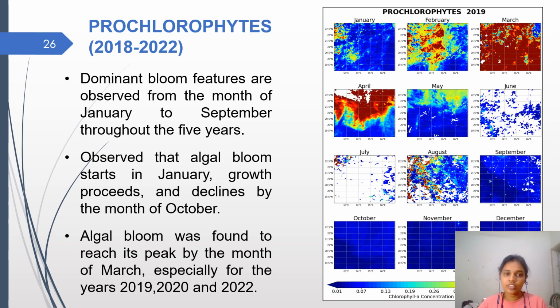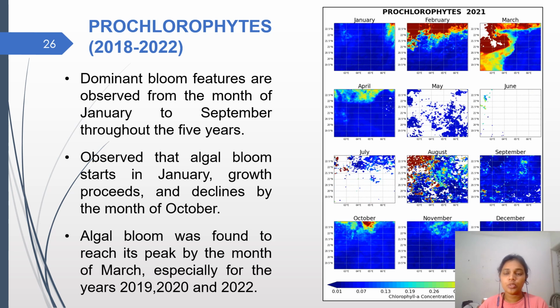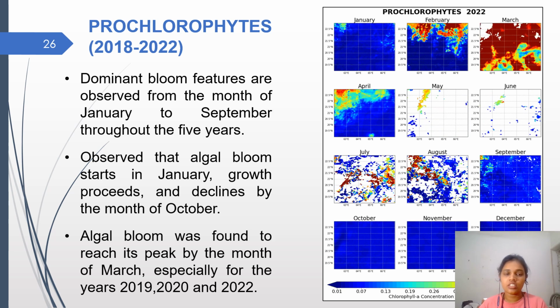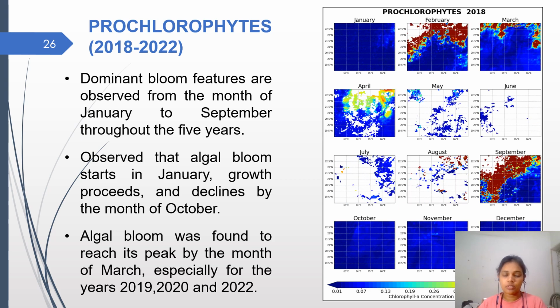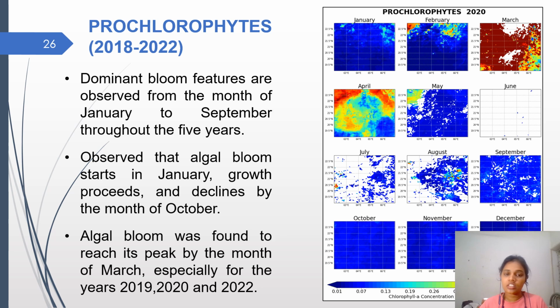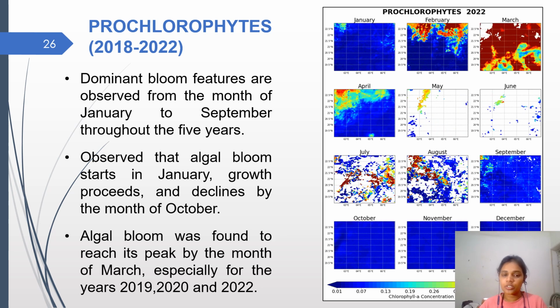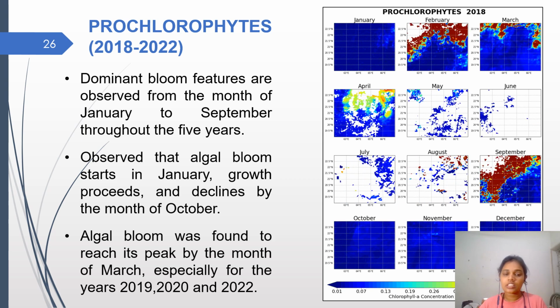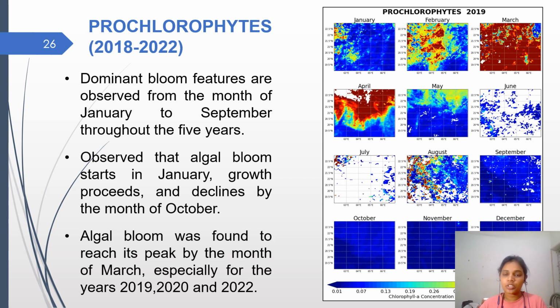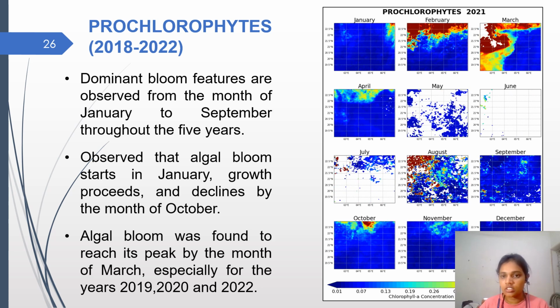This is prochlorophytes, which is also dominant for showing prominent bloom features along the years considered, especially from January to September. If we closely observe, we can see that the algal bloom starts in January and the growth is proceeding. Then it is declining by the month of October. Then the algal bloom is reaching its peak by the month of March, especially for 2019, 2021 and 2022.